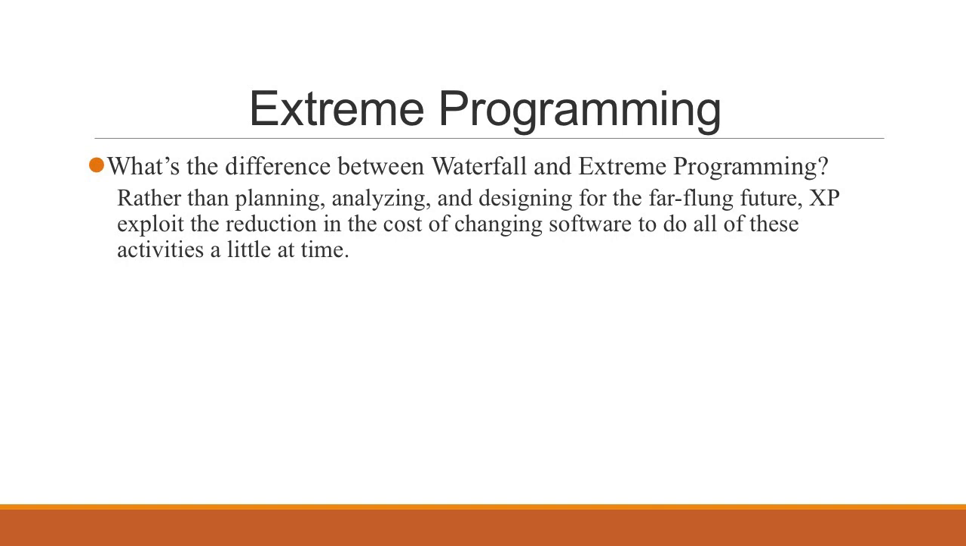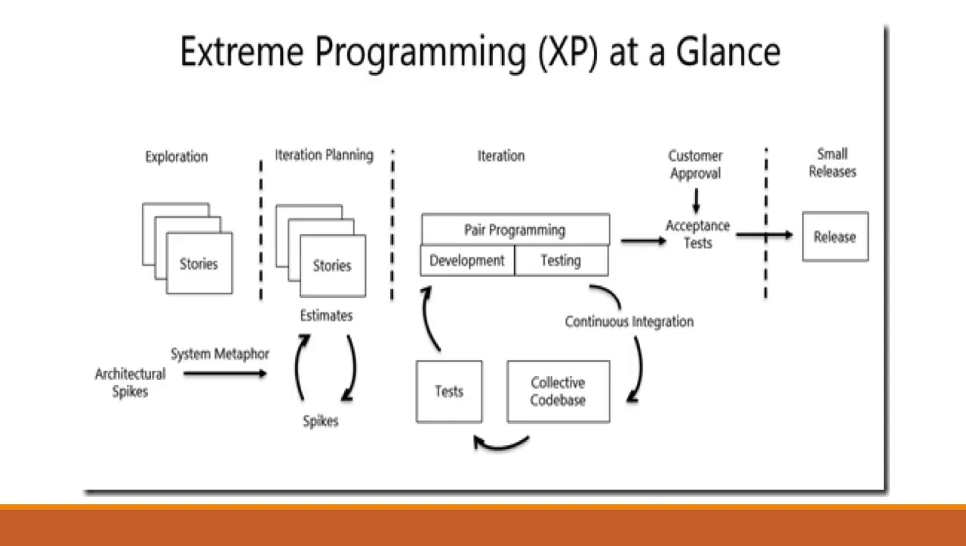But what's the difference between waterfall and extreme programming? Rather than planning, analyzing, and designing for the far-flung future, extreme programming exploits the reduction in the cost of changing software to do all of these activities a little at a time. We can now take a glance at the extreme programming development cycle. As we can see, there are 4 stages: the exploration stage, the iteration planning stage, the iteration stage, and finally the release stage.